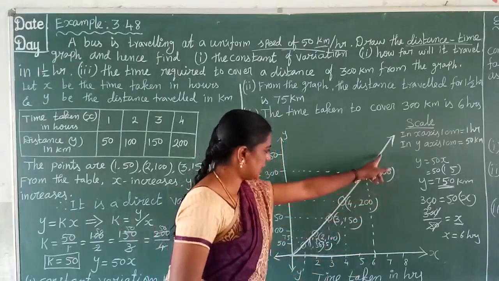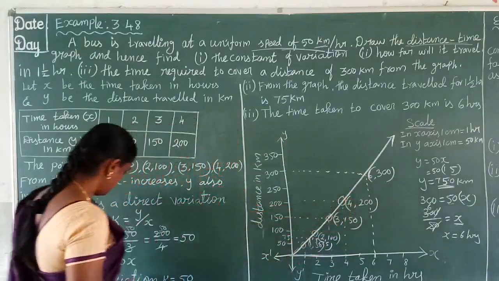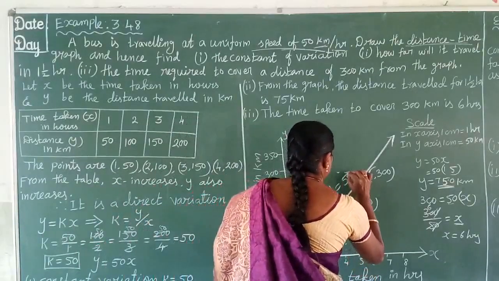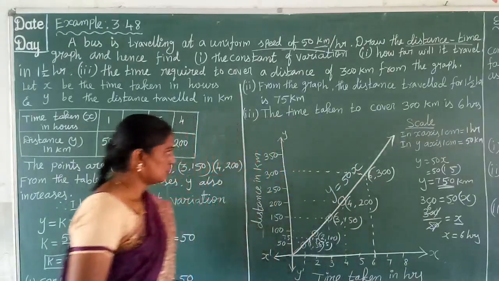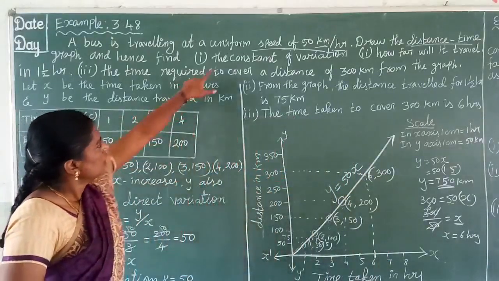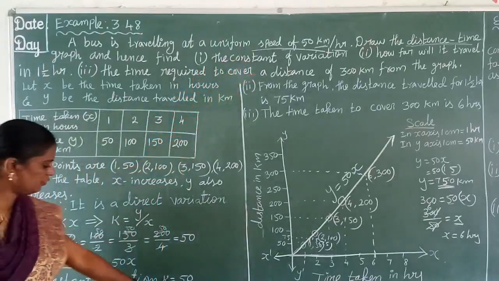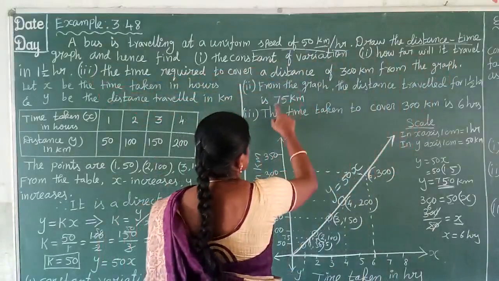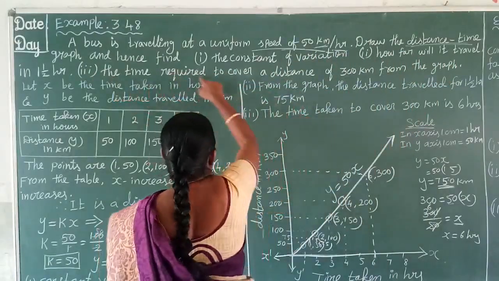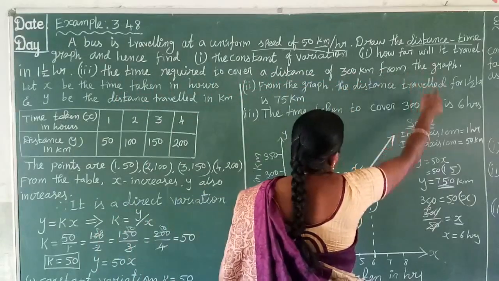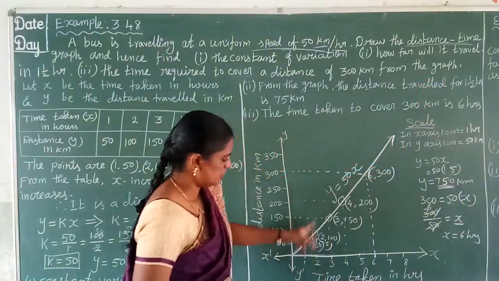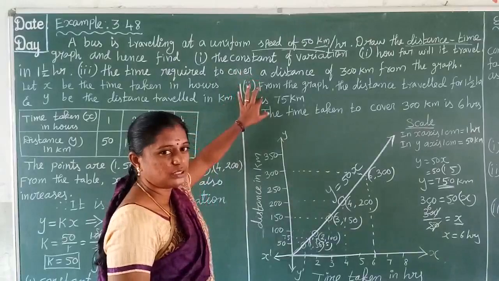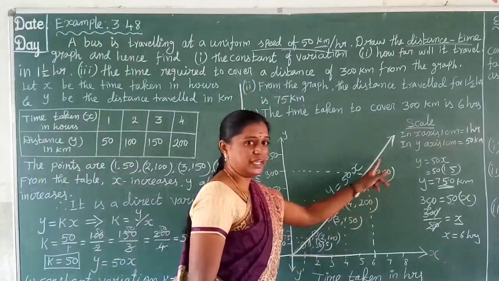So at last this is a straight line. What is the equation of the straight line? y equal to 50x. So first one our answer: the constant of variation is 50. Second one, how far will it travel in 1.5 hours is 75 kilometers. Third one, the time required to cover a distance of 300 kilometers is 6 hours. Using the graph, we completed 3 options. Is it clear? Any doubt? Direct variation is when we get a straight line.